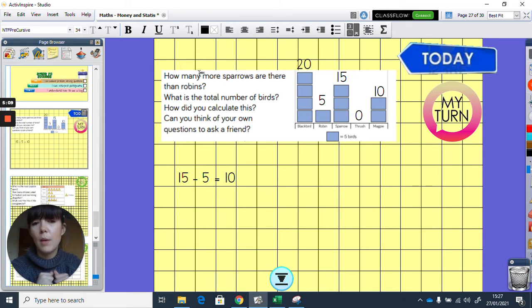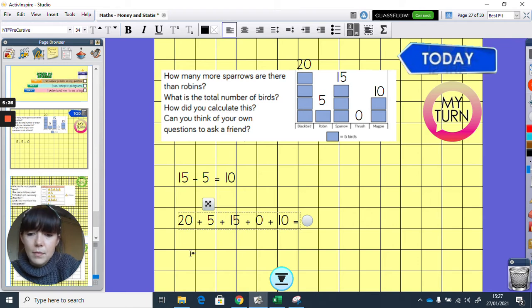What is the total number of birds seen in the garden? Now, how do you think you're going to work this one out? You're going to add up all of the different numbers together to get the total number of birds seen in the garden. So we've got 20, add 5, add 15, add 0, obviously you don't need to put that in if you don't want to, add 10, and then we're going to work it out. What I'm going to do is add the two biggest numbers first. 20 add 10, oh no, that's not the biggest number, 15. 20 add 15, so that'd be 35, add 10, that'd be 45, add 5, that'll be 50.